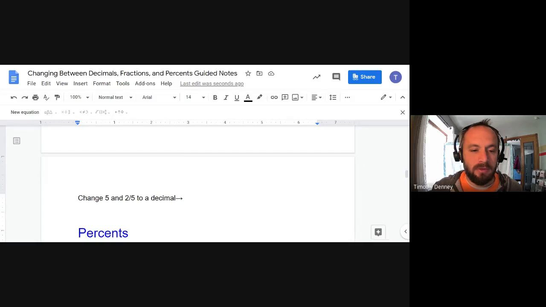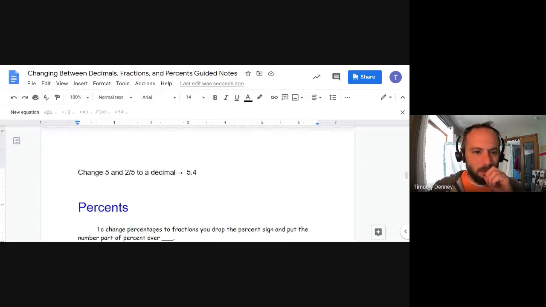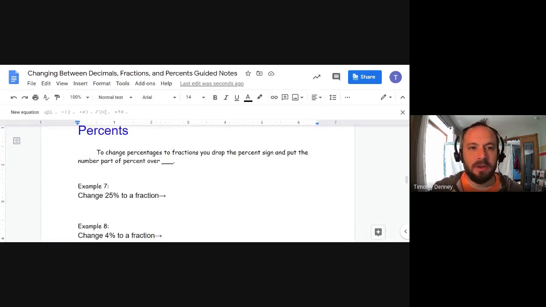All right, what about 5 and 2/5? So take 2 divided by 5, and you should get 0.4. Okay, so I think we've got the fraction to decimals and decimals to fraction thing down.